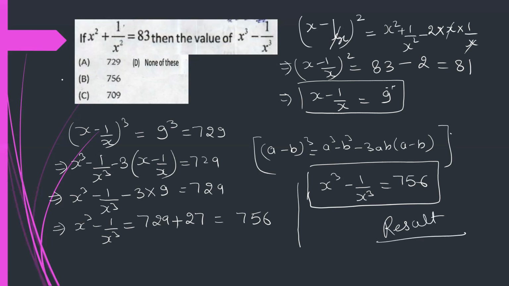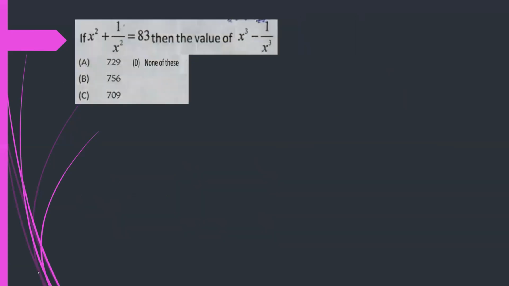Let's see, we have 756. Yes, we do have option B as 756. Moving on to the next question.